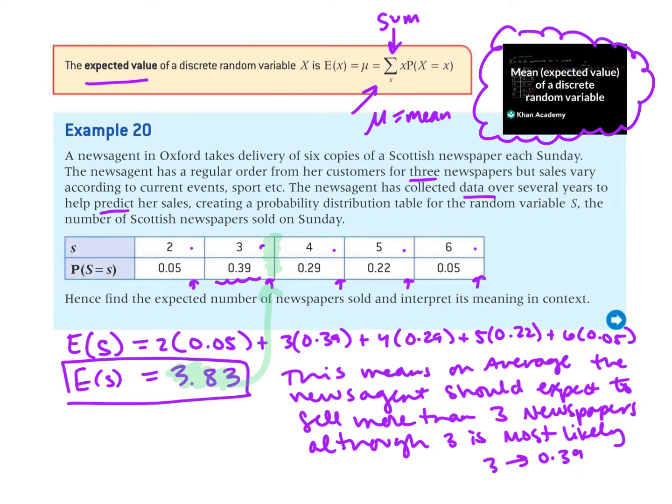It also means that, so I think about what's left over here, right? There's more than a 50% chance that she will sell more than her regular order, which is great. But generally I should expect this number. So that's expected value. You do not get a probability out. You get your variable. Okay, next.